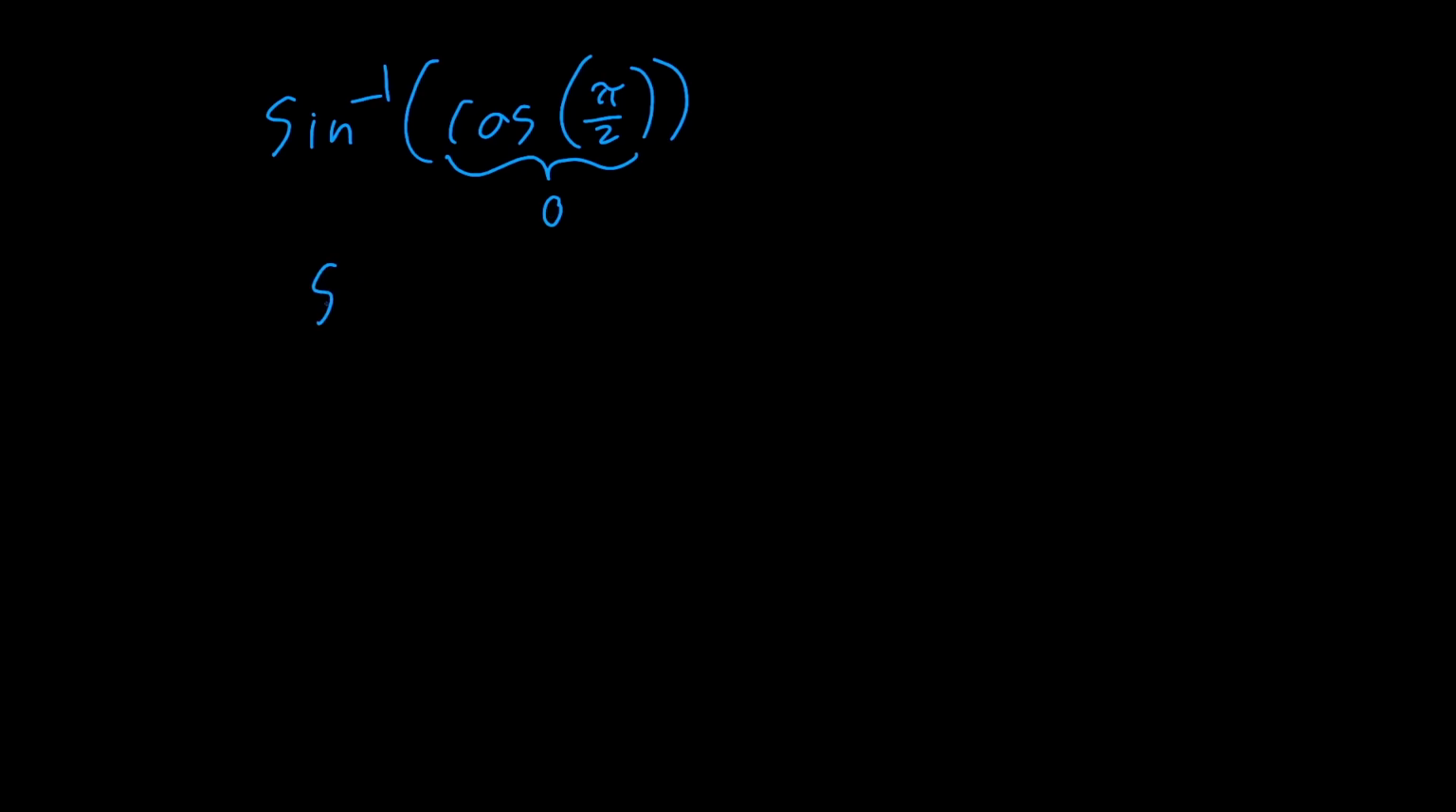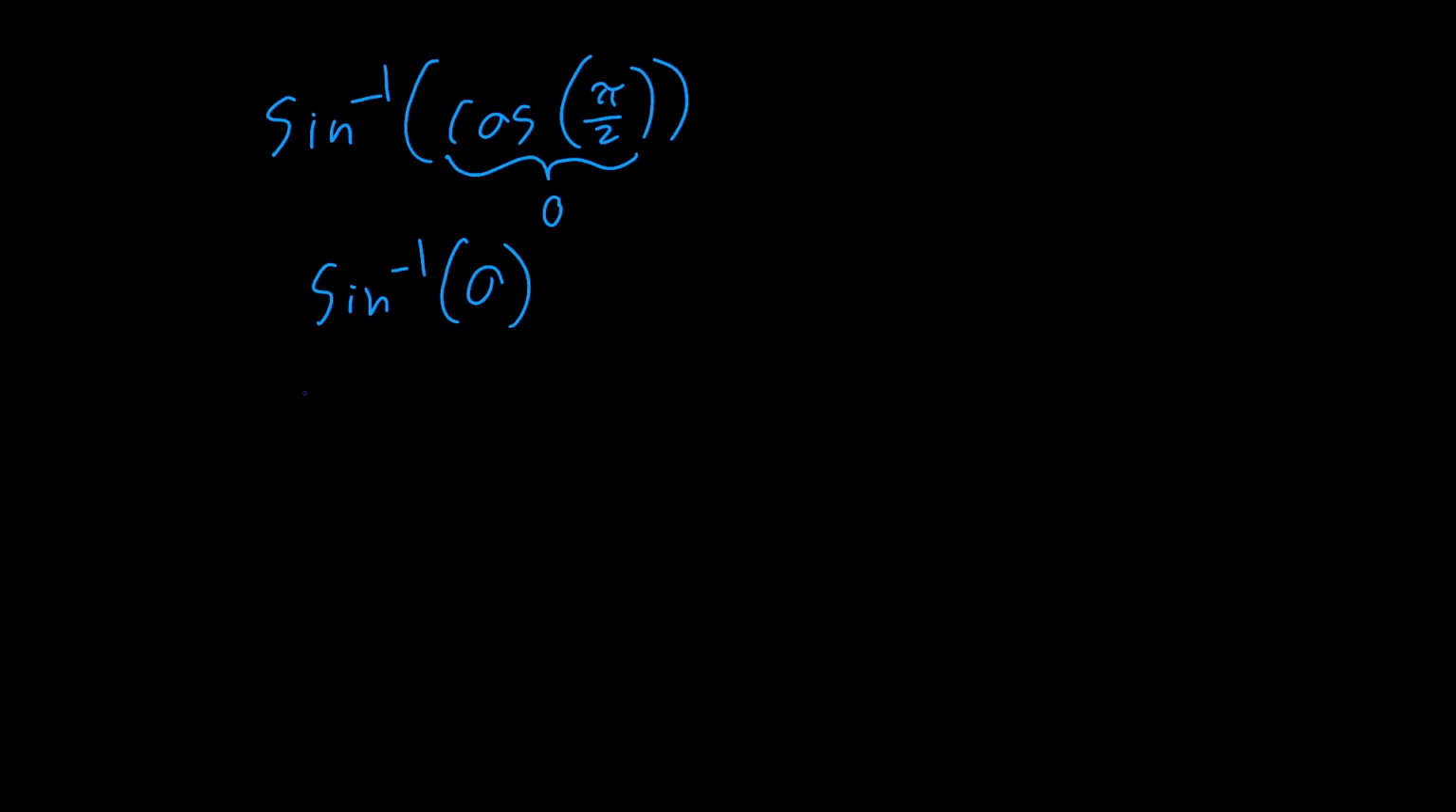Let's look at what it looks like to combine a couple of these trig functions. Let's start with arc sine of cosine pi over 2. To solve this, first we need to figure out what cosine pi over 2 is. And the cosine of pi over 2 is 0. So now we're asked, what is the arc sine of 0?